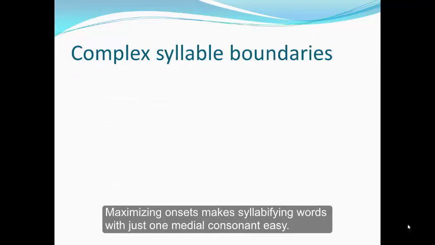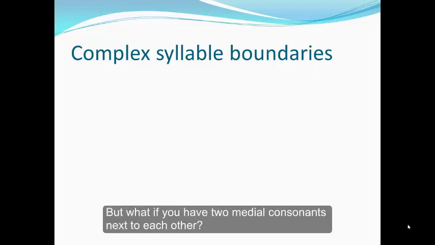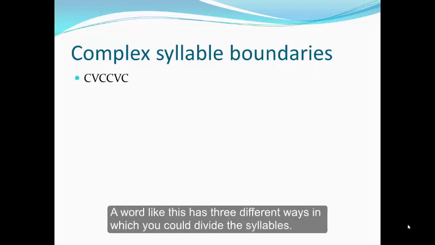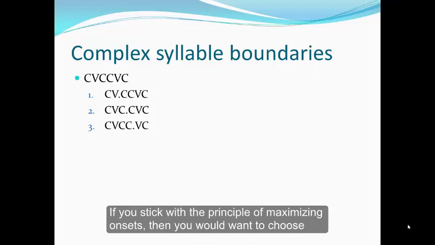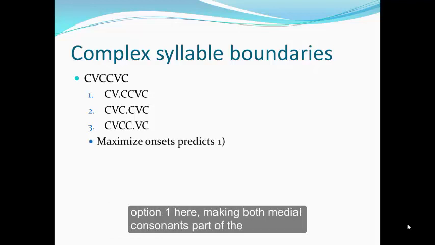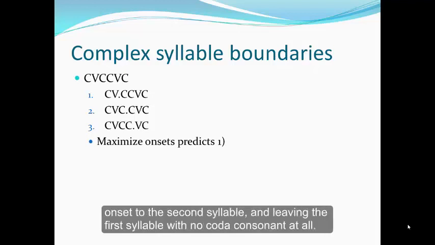Maximizing onsets makes syllabifying words with just one medial consonant easy. But what if you have two medial consonants next to each other? A word like this has three different ways in which you could divide the syllables. If you stick with the principle of maximizing onsets, then you'd want to choose option one here, making both medial consonants part of the onset to the second syllable, and leaving the first syllable with no coda consonant at all.